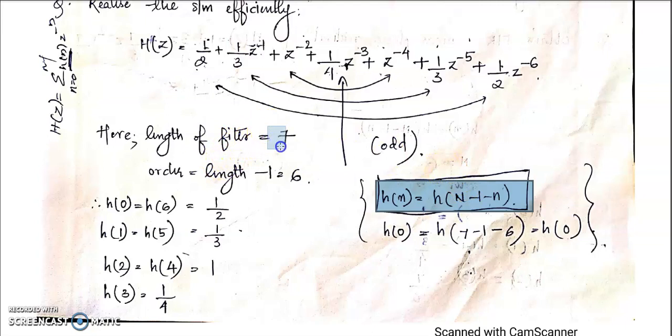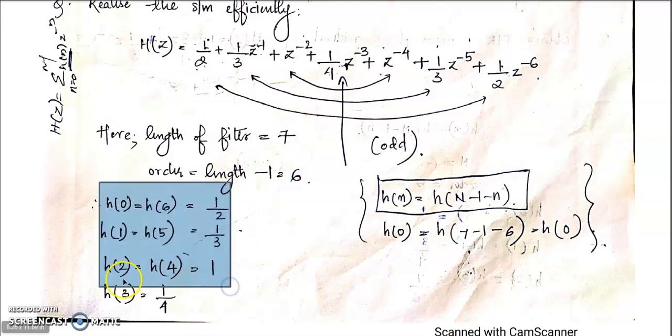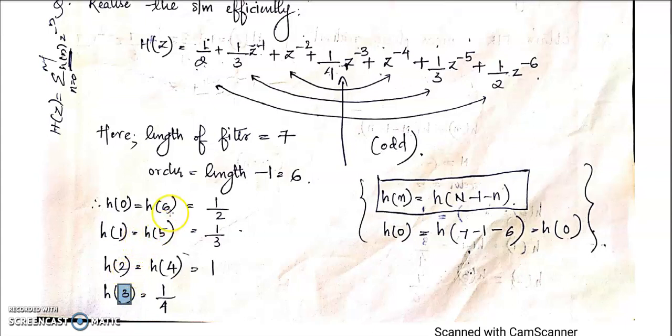Here the length of the filter is 7, and the order of the filter is computed by length minus 1, so 7 minus 1, which is 6. So the filter length is 7 and the filter coefficients are symmetric. This is a type 1 filter. The filter coefficients are symmetric with respect to index value 3 and the length of the filter is odd, so it is a type 1 filter. We discussed type 1, type 2, type 3 and type 4 in the previous lectures.